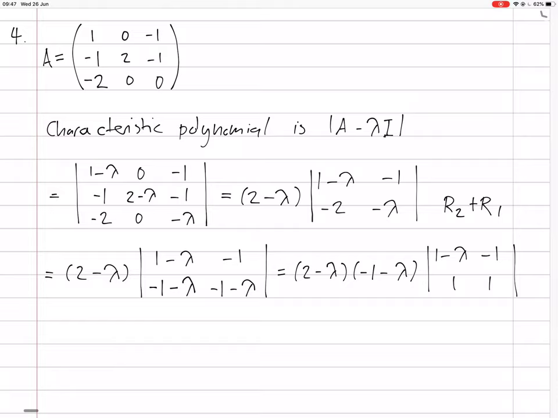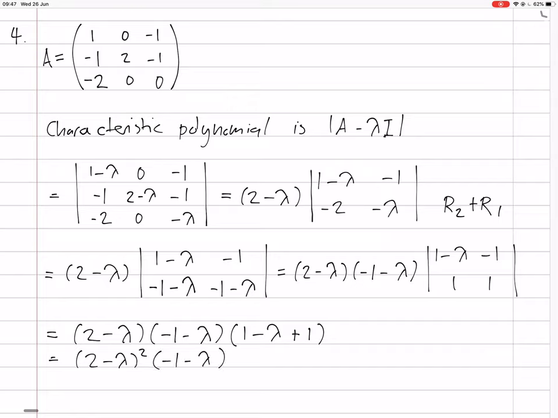So I'd like this to be upper triangular. It's not. It's actually easy, I think, just to calculate this determinant directly now. So we have 1 minus lambda, and then minus 1, so plus 1. So that's 2 minus lambda. So the whole thing indeed does come to 2 minus lambda squared times minus 1 minus lambda. Okay, so that's probably validated.